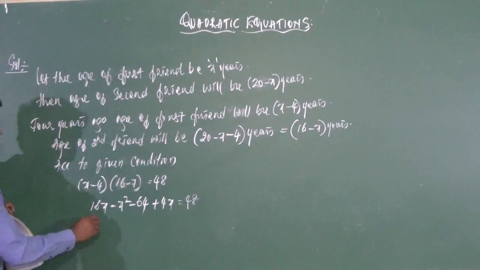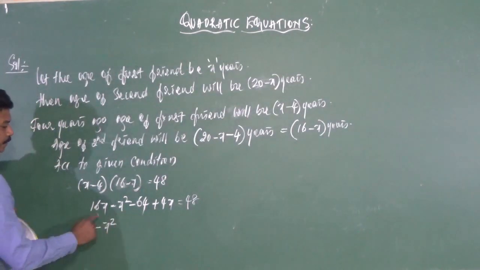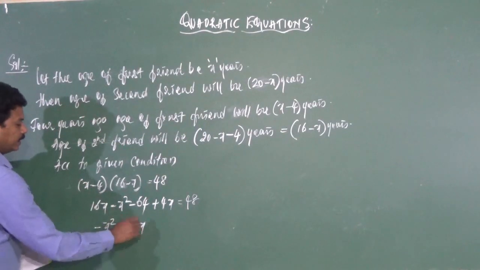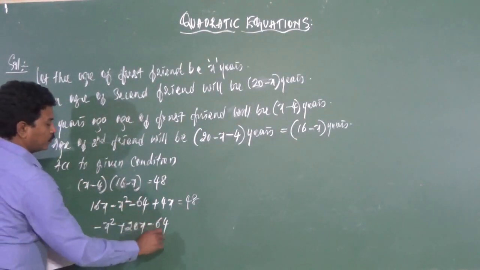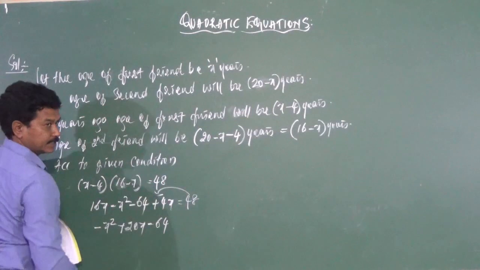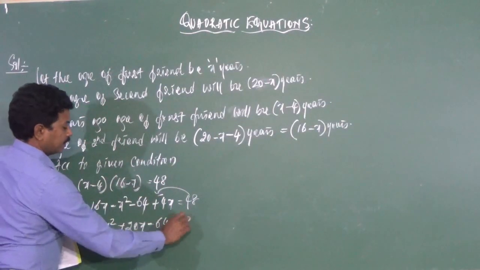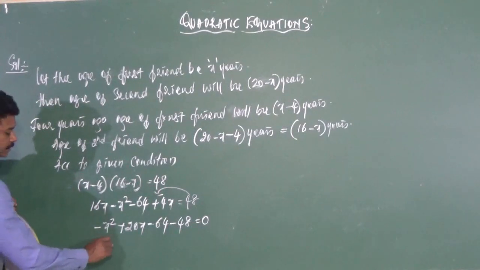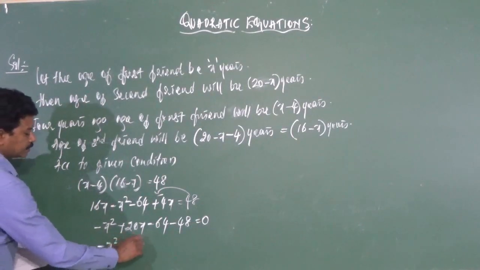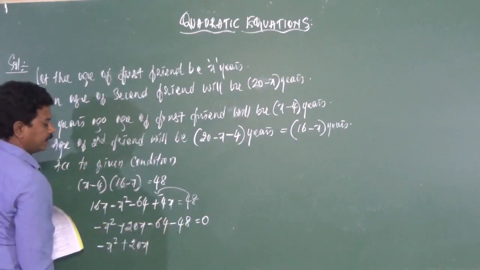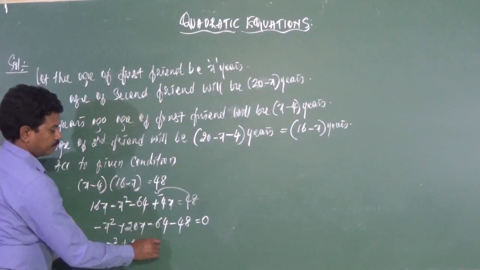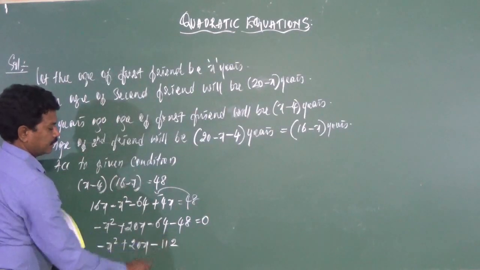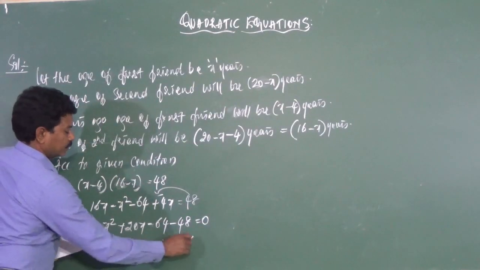Let us simplify this. So minus x square plus 16x plus 4x is plus 20x, minus 64 plus 48. When 48 comes from the RHS to the LHS, it becomes minus 48, equal to 0. So minus x square plus 20x minus 64 minus 48, that becomes minus 112, I hope, right, equal to 0.